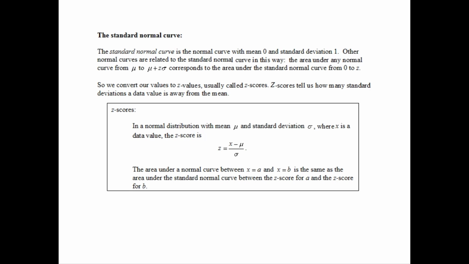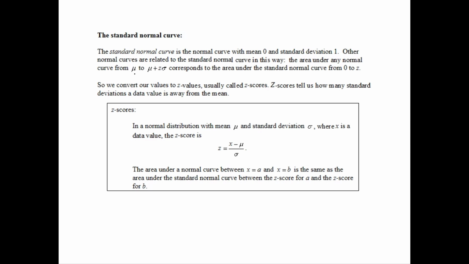The way we're going to do it is by looking at something called the standard normal curve. This is the normal curve that has a mean of 0 and a standard deviation of 1. Other normal curves are related to the standard normal in this way.